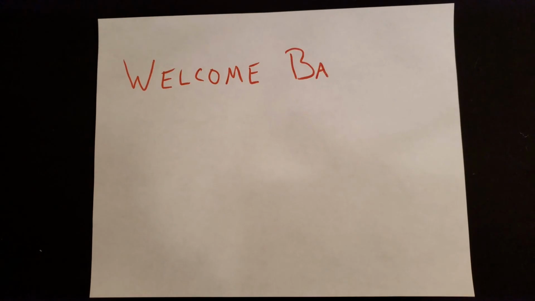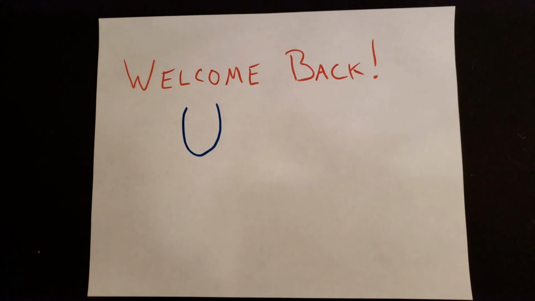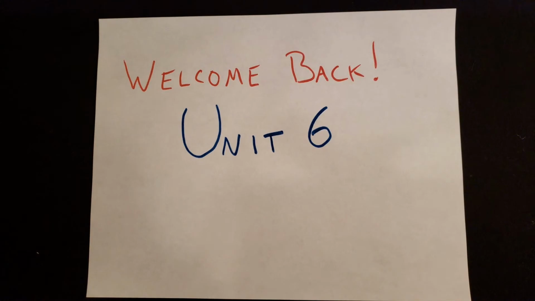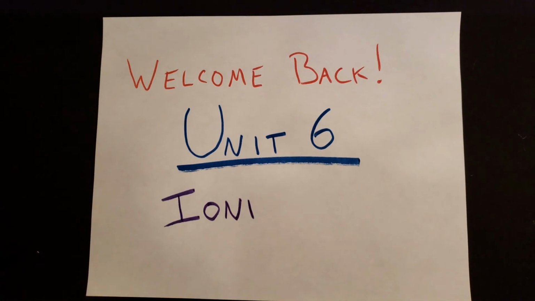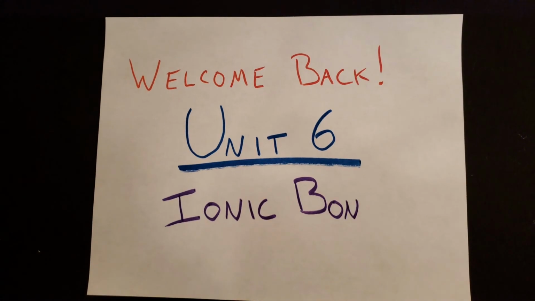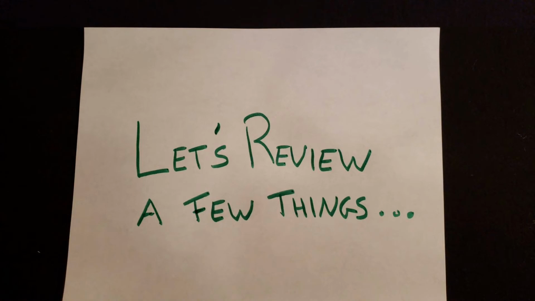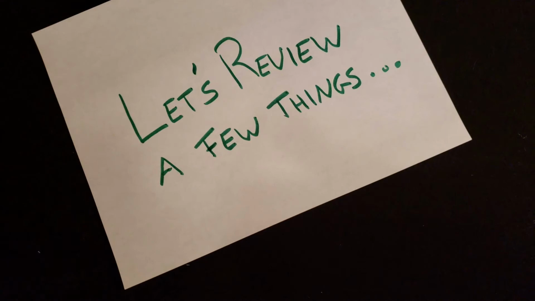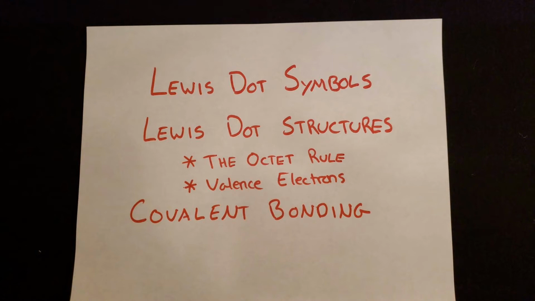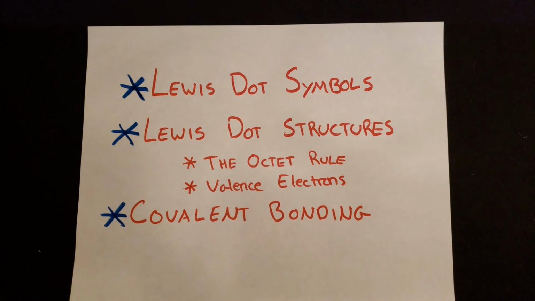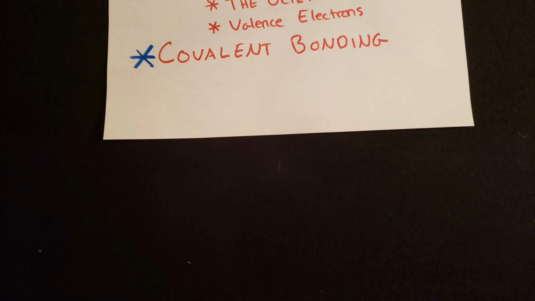We are going to go ahead and get started in Unit 6, which is all about ionic bonds. Now, before we do get started, it's important that we cover a few things in review from last unit, which is going to be about molecular compounds. So we'll talk about Lewis dot symbols, the structures, and covalent bonding itself.